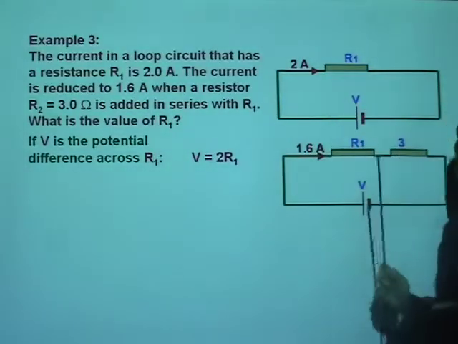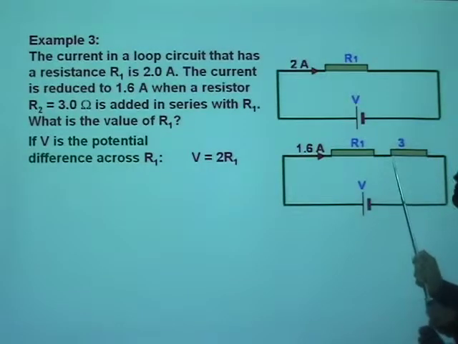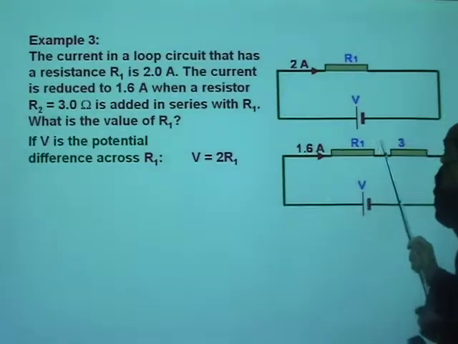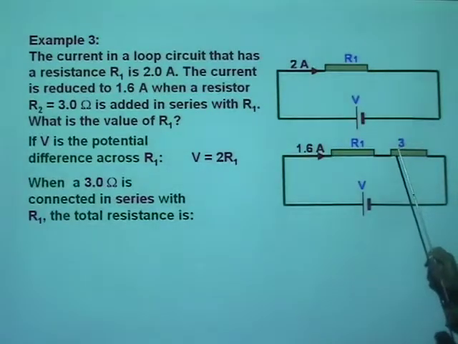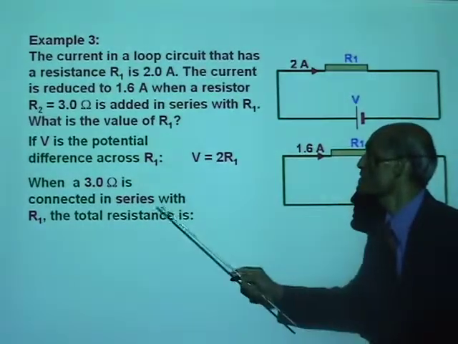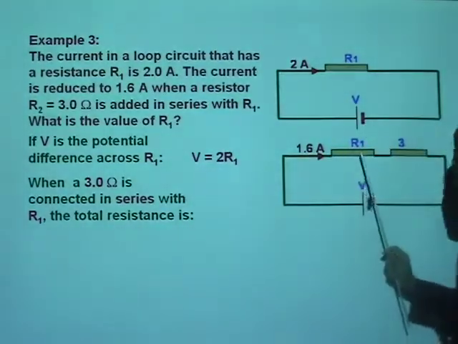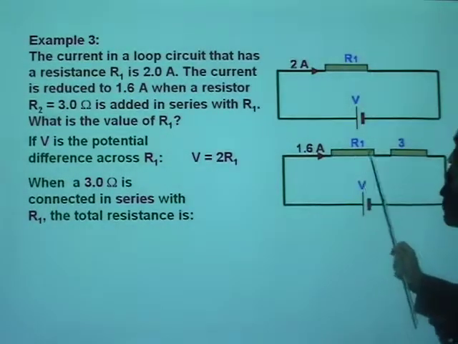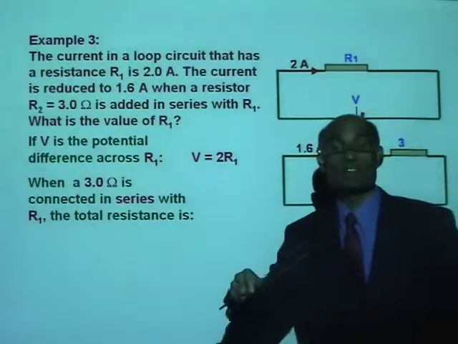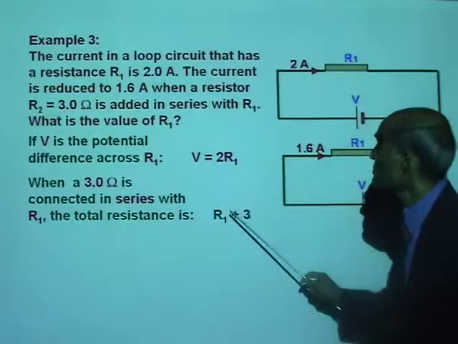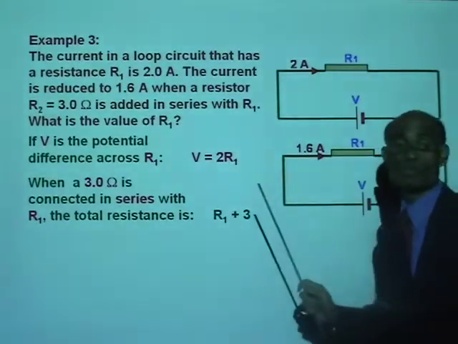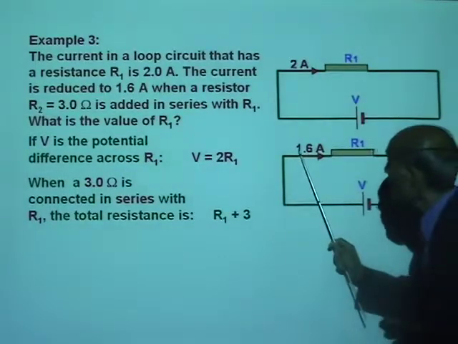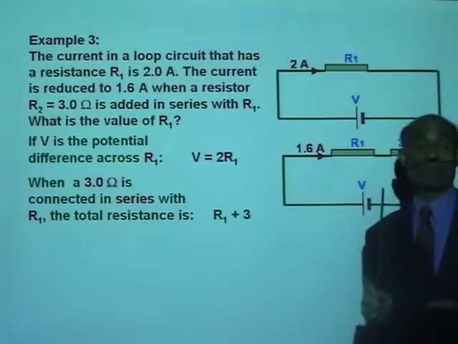Alright, now look at the second situation. What did we do? We connected a 3 ohm resistor in series with it. Tell me, what is the total resistance now? When a 3 ohm is connected in series with R1, the total resistance is R1 plus 3. When resistors are in series, they add up. So the total resistance now is R1 plus 3, and the current is now 1.6 ampere.